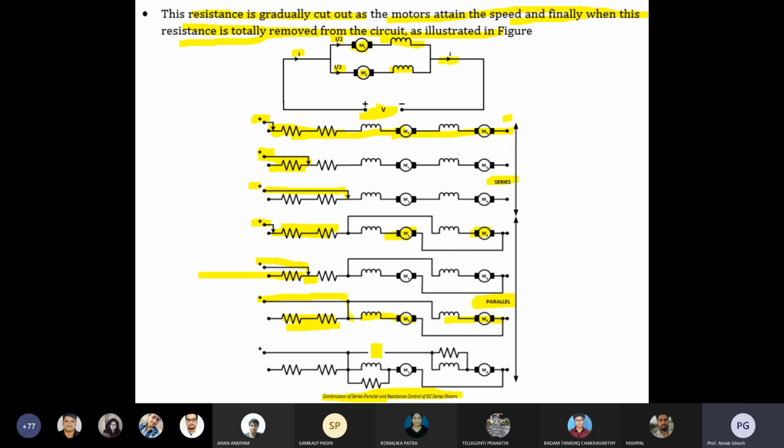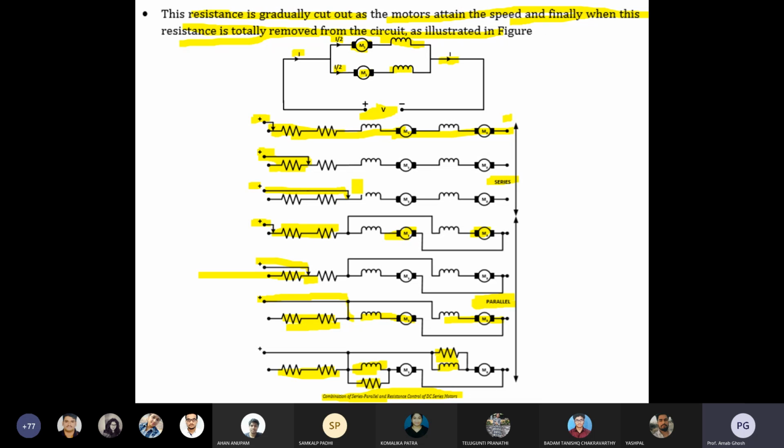Now you can also utilize these two resistances, so we are talking about four resistances here. Here you can see additional resistances are connected across your motor field. In both the cases, across both the motor fields you are connecting one resistance. This is required for the field weakening method.